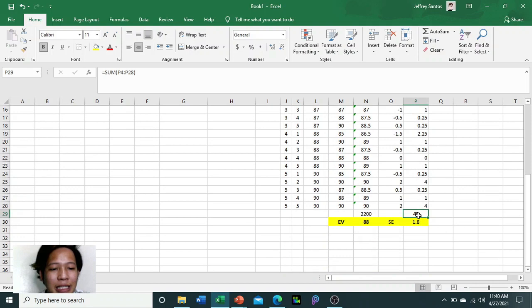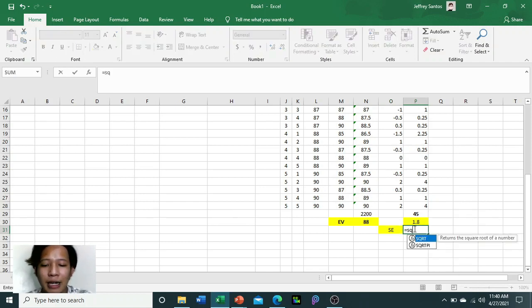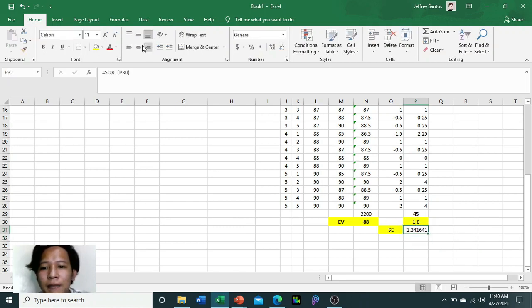So, tinotal na po natin ito. And then, we divide it with 25 because that is the number of samples we have. So, we have 1.8. And for us to get our standard error, 1.8 is our variance kung inyong matatandaan. So, for us to get the standard error or the standard deviation of the sampling distribution, we are going to get its square root. Alright? So, we're going to get the square root of 1.8 and that would be 1.34. Okay? So, this would be our standard error.